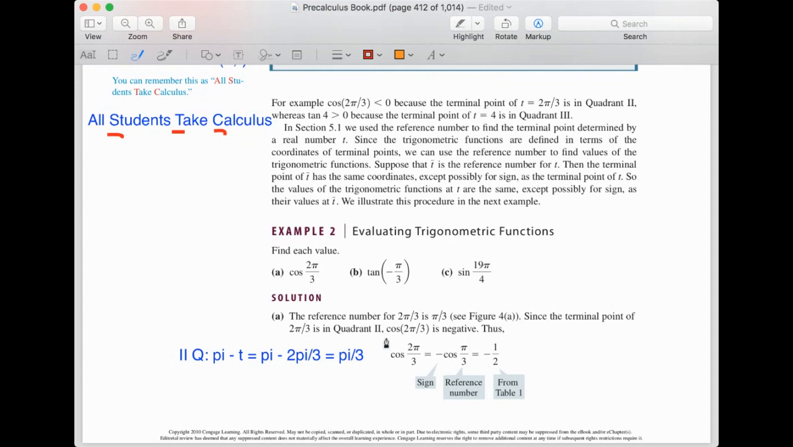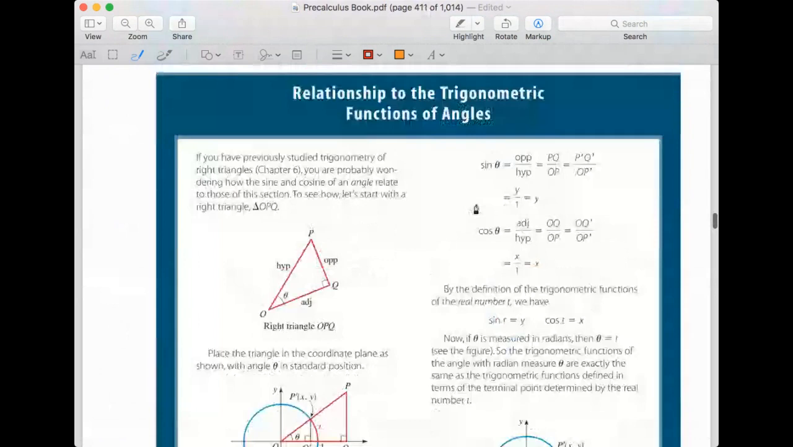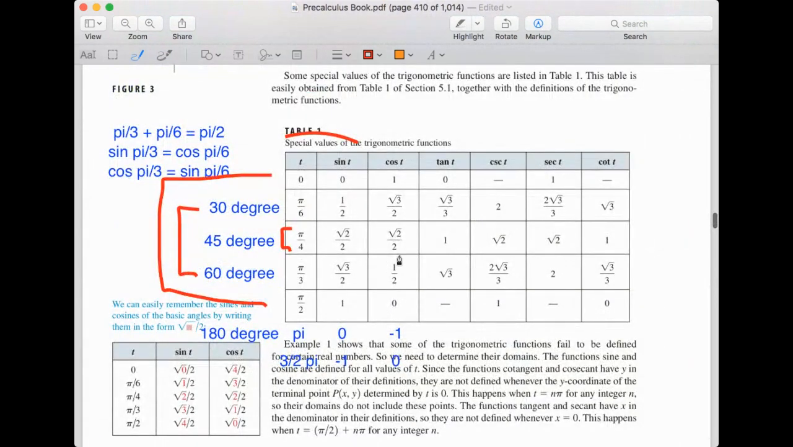So cosine 2 pi over 3 equals a negative value, because it happens in the second quadrant, cosine being negative. Cosine of its reference angle, which is, we know cosine pi over 3, right from the table. We need to remember, gradually to remember. Cosine pi over 3 is half, equals sine pi over 6.